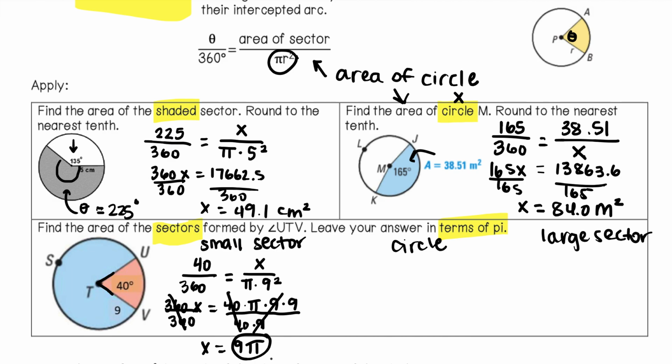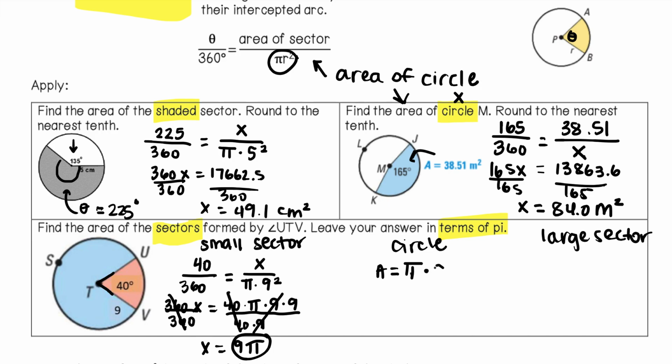If you were asked to write it in terms of a decimal, you would then multiply by 3.14 and round to the nearest tenth. But in this case, we're just going to leave it like this because this is in terms of pi. Now to find the large sector area, you could repeat this and replace your 40 degrees with your difference of 360. Another option would be to find the area of the whole circle.